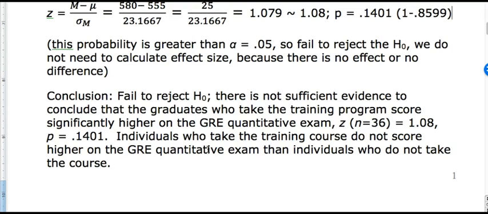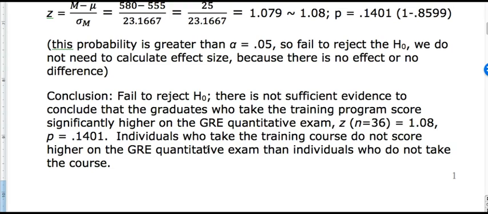Now here is where you have to provide the statistics to back up that claim you just made that there is not sufficient evidence, right? So here are the statistics. So we ran a Z statistic, so we put in Z. Our N was equal to 36. Notice that it's in parentheses, equal to 1.08, comma, P equal to 0.1401, period.